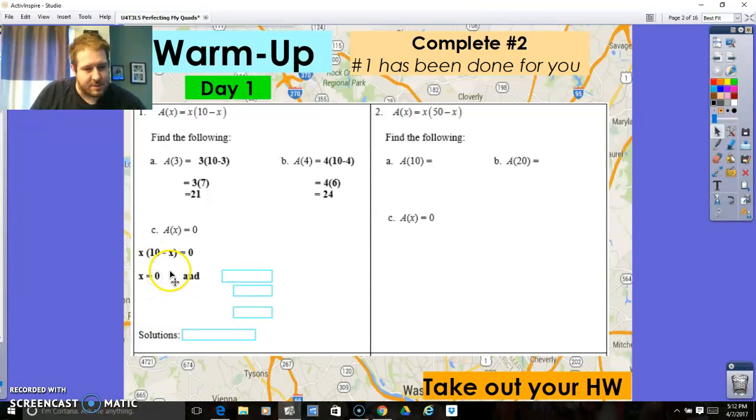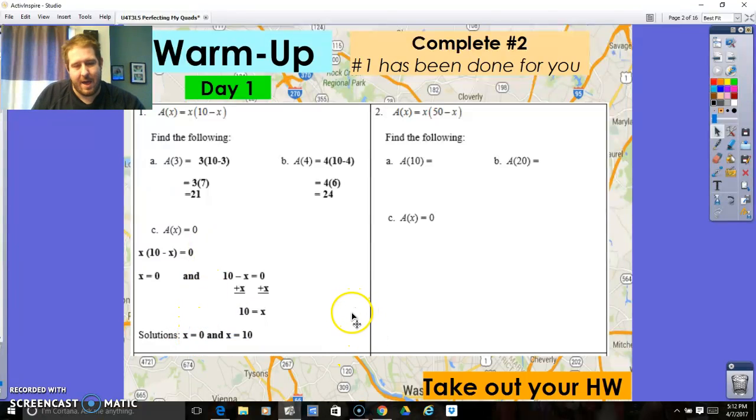If x is one of the factors, then x is equal to 0. Because if x is 0, it doesn't matter what this ends up being. It would have been 10, and 0 times 10 is still 0, so that's an answer. And then we can set the other factor to 0, and then that gives us an answer of 10. So the answer is two different answers, 0 and 10 are the two solutions.